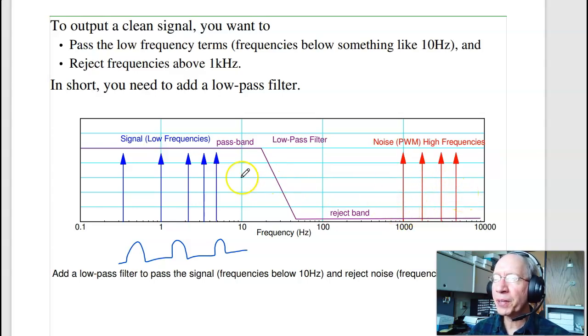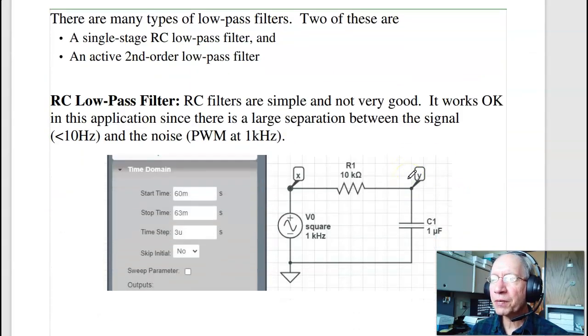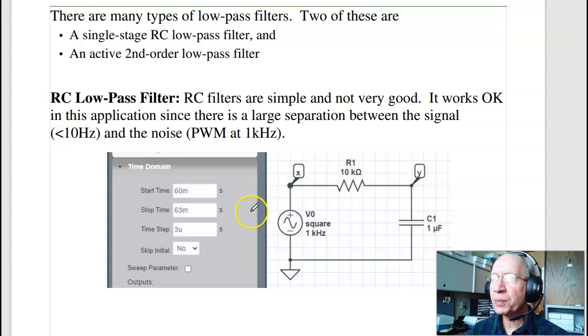Come up with a filter that passes frequencies below 10 and blocks frequencies 1,000 and above. That's a low pass filter. Now there's several different types. Probably the simplest is an RC filter. Not a very good filter, but it's simple. Pick the corner frequency, one over RC, somewhere between 10 and 1,000 hertz. I'm going to choose one over RC of 100, about 16 hertz, because 100 is a nice number.